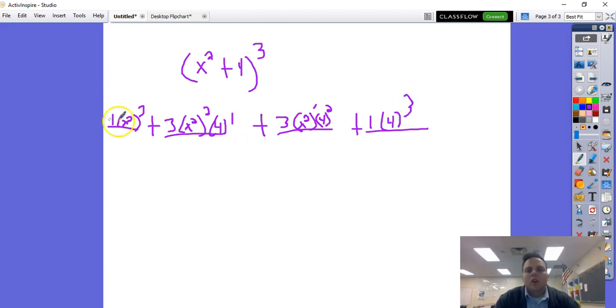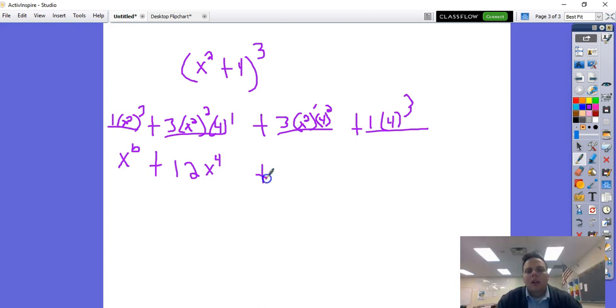Alright. So 1 times x squared to the third. Power raised to power, the powers multiply. 1 won't change anything, so we're just going to get x to the sixth. Plus, let's see, 3 times 4 to the first. 4 to the first is just 4. 3 times 4 is 12. x squared squared, power raised to power, they multiply, so it's x to the fourth.